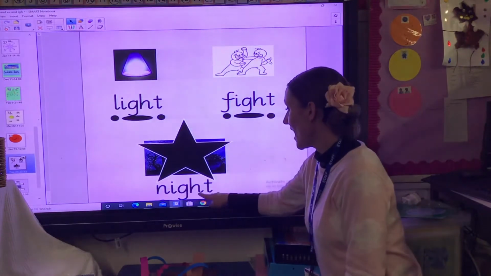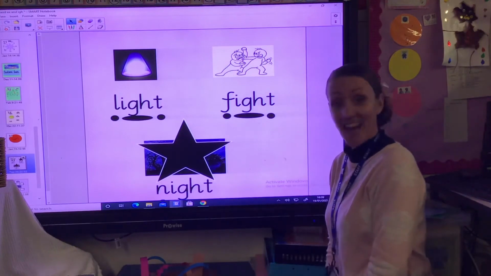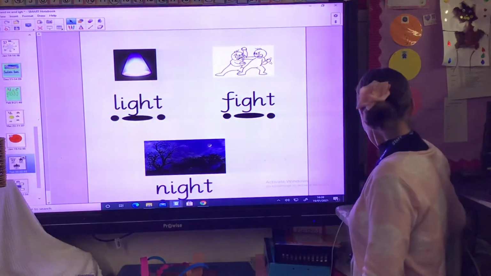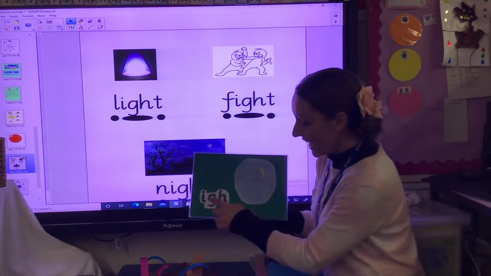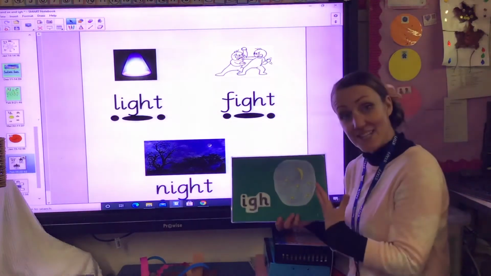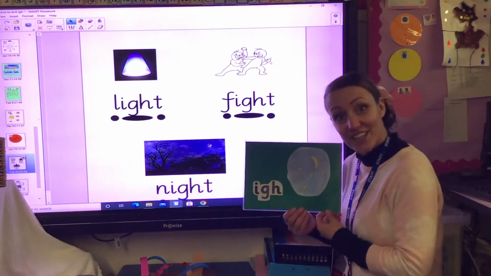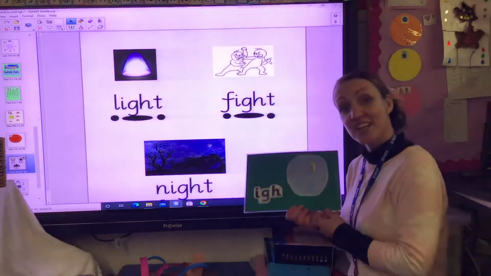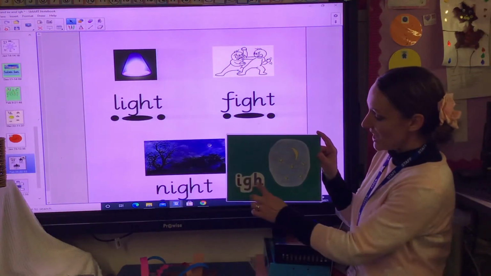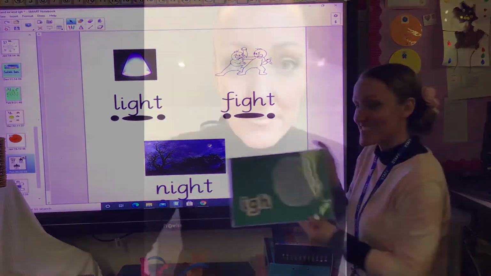N, I, t. N, I, t. Night. Oh, it's dark at night. The IGH makes the sound I like in night. Or you might remember it as IGH says I. IGH, IGH, IGH says I. And there we got IGH makes the sound I like in night.